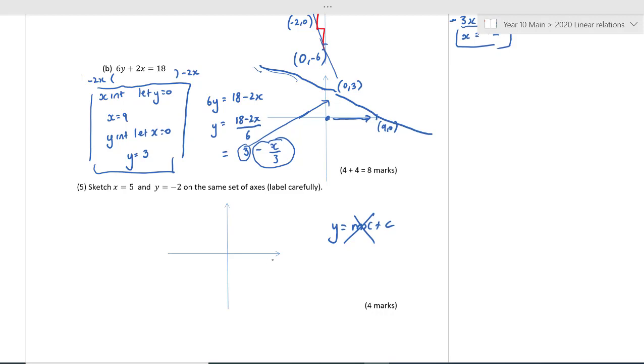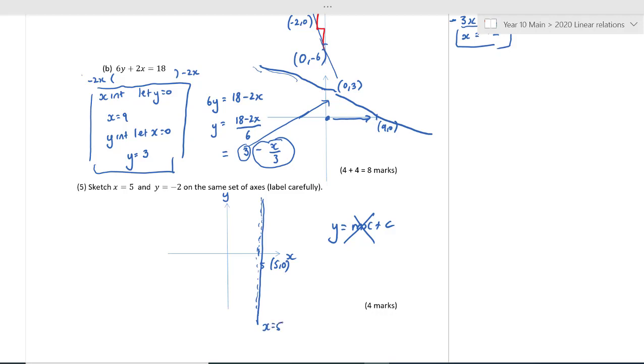Well, first of all, let's mark out our x and mark out our y. If I was to have x equals 5, let's say there, then if I wanted to have all the values that x equals 5, I'd have to go up in a straight line, wouldn't I? So x equals 5 is actually a vertical line which goes through 5, 0. This is x equals 5.